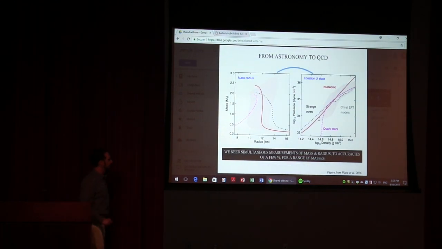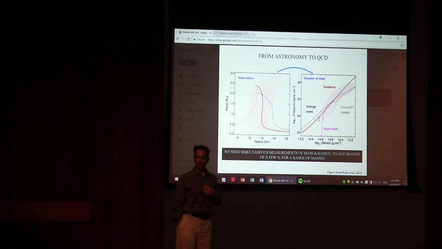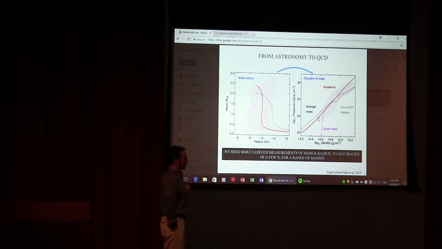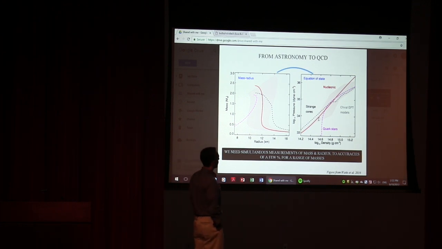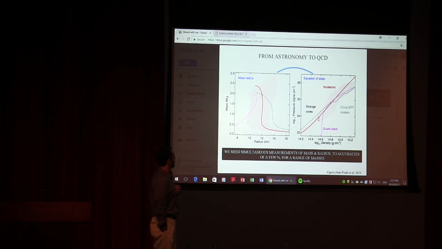Fortunately for us, thanks to some nifty properties of general relativity, it's possible to map observable quantities like the mass and radius of neutron stars, especially a collection of neutron stars, to the pressure-density relationship, which is the equation of state for dense matter. And that is a unique mapping, provided that we can make these measurements over a range of neutron star masses.